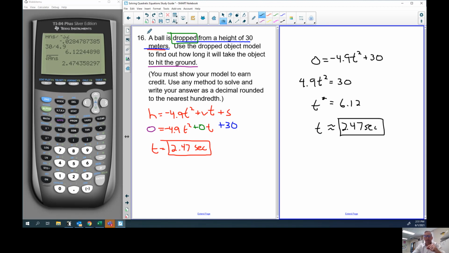All right. I didn't want to get to the dropped object model, but it shows up on the exam once or twice out of 50 questions, so I threw it on there. All right. No biggie, no stress.